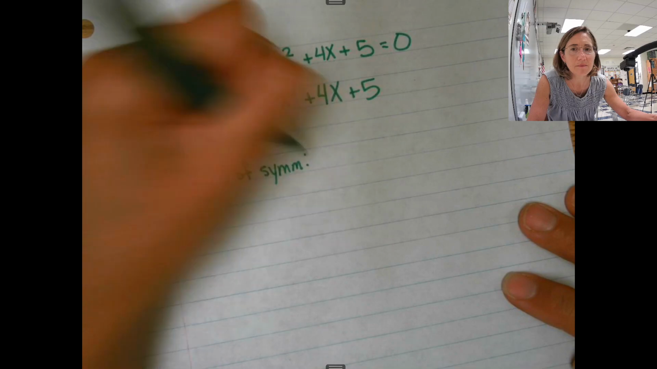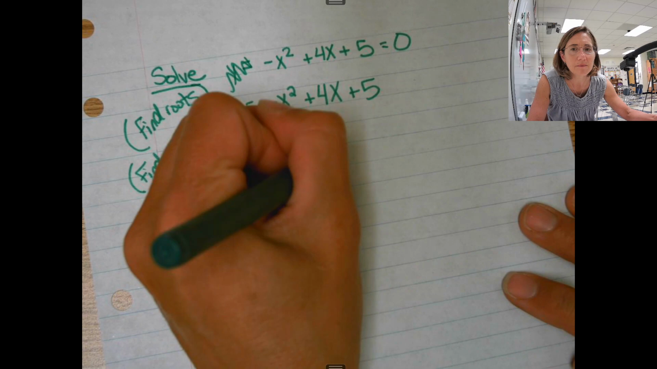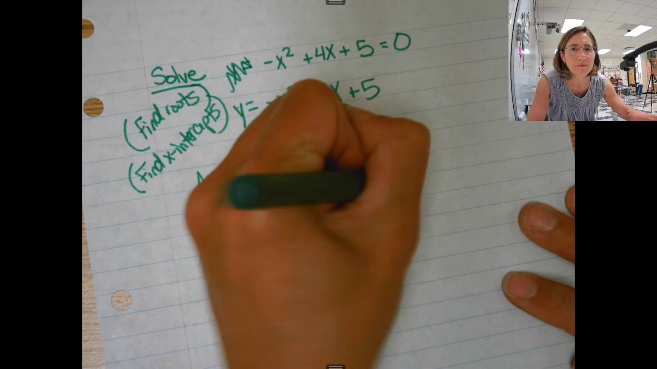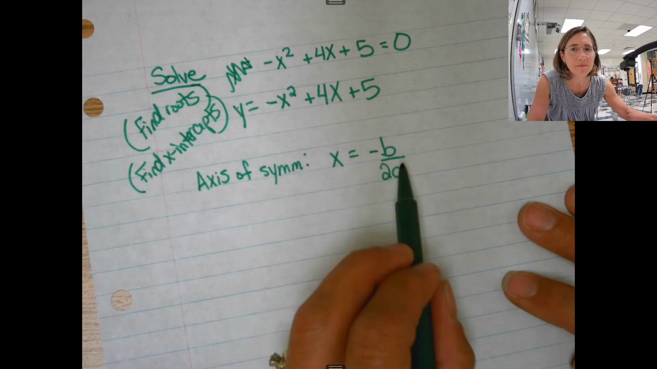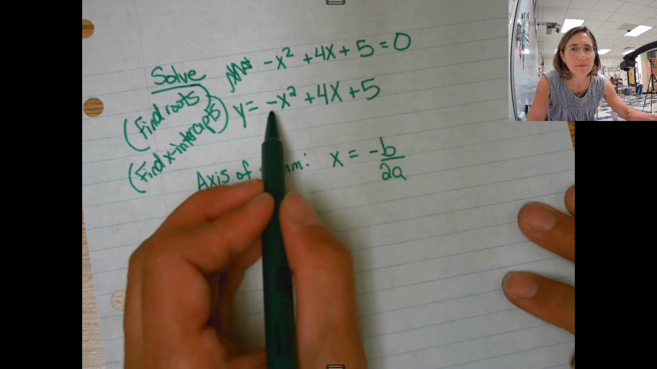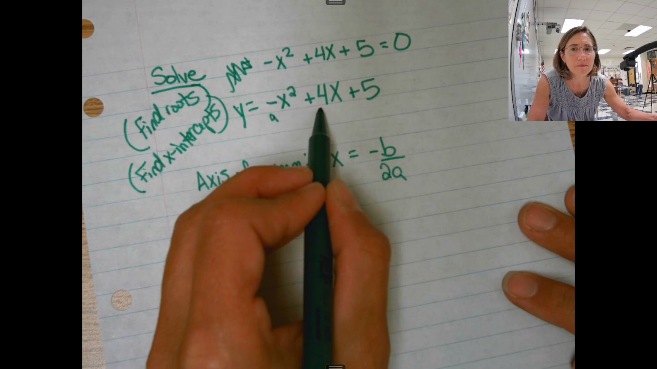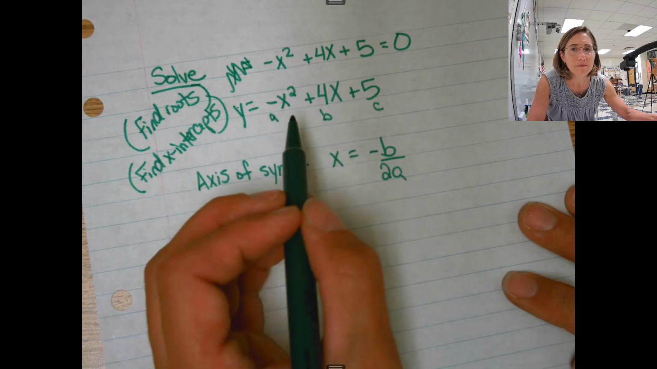So what is that formula for the axis of symmetry? You're going to want to know this, okay? This is where you use x equals negative b over 2a. From our equation here, what would our b value be? Remember, they go in order. A is what's in front of the x squared, b is what's in front of the x, and c stands for constant. So your b value would be the 4 here.